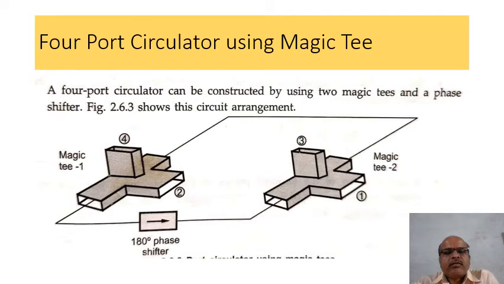The next is a 4-port circulator using magic T. A 4-port circulator can be constructed by using two magic T's. So this is a two magic T structure with phase shifter as shown in this figure. Sometimes in the exam, explain the 4-port circulator using magic T, such a type of question is asked. So you have to draw this diagram, and the 180-degree phase shifter is connected as shown in this diagram. So the diagram is important, you can write from this diagram. Two magic T's and a 180-degree phase shifter are used.